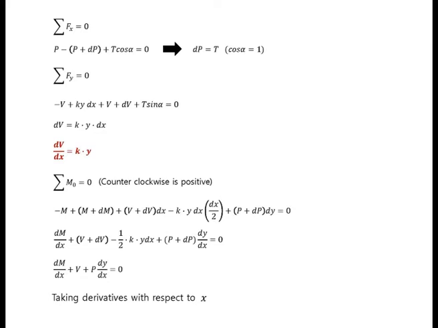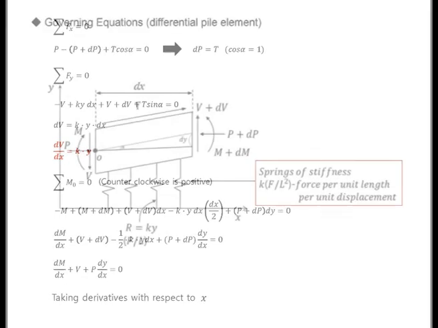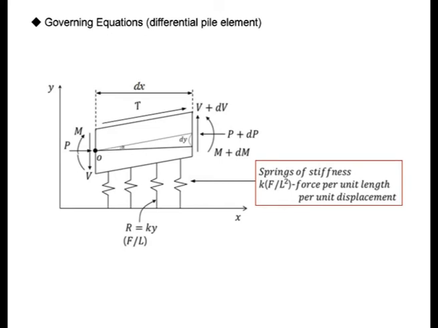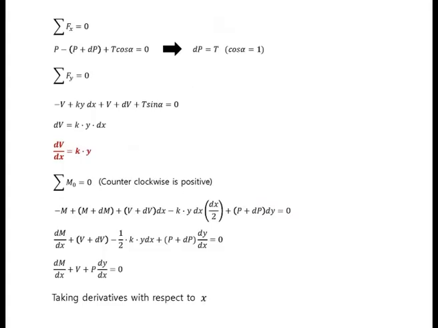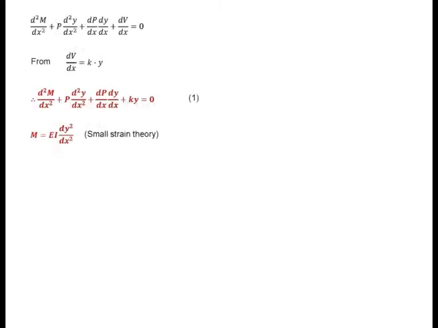V is the shear force acting on this system. Shear force V, and over a small distance it becomes V plus dV. Differentiating V, dV/dx is Ky. What's Ky? It's the spring constant K, the horizontal subgrade reaction modulus. And for the moment, finally you can get this kind of equation, the same as the previous one. M is the second derivative in differential form. If you put it over there, there's a first-order term. P is the axial force, and if we don't have vertical loading it is zero. dV/dx is what? Ky. So we have this kind of form.